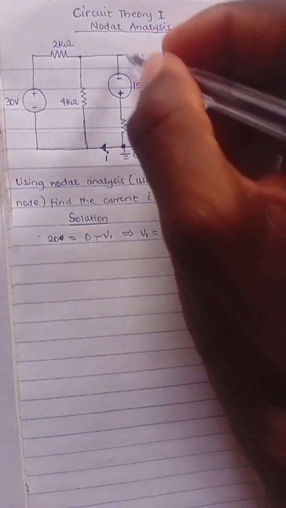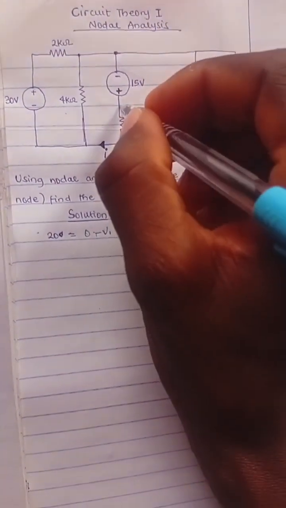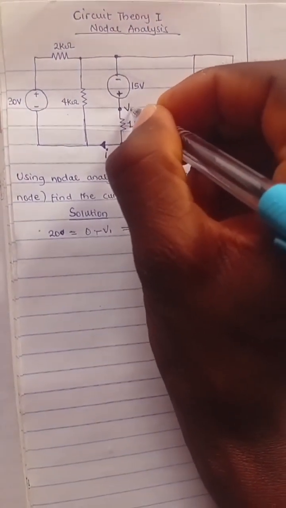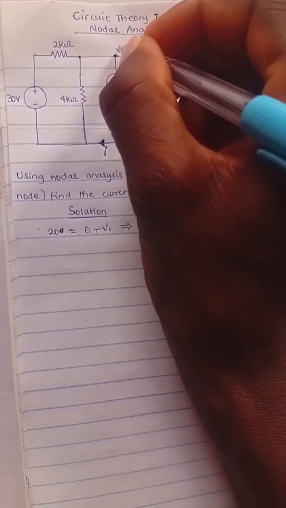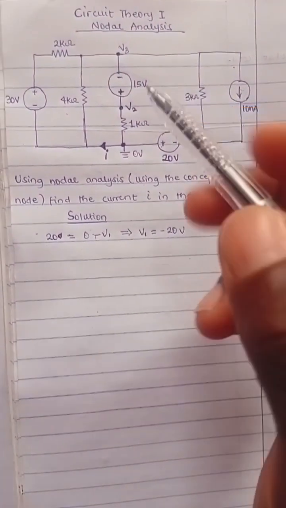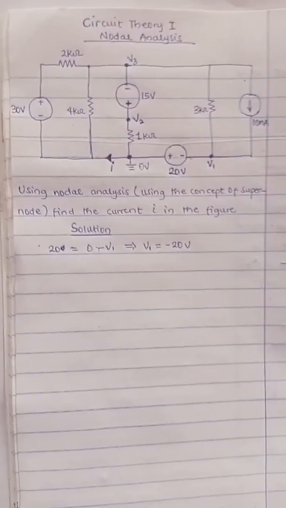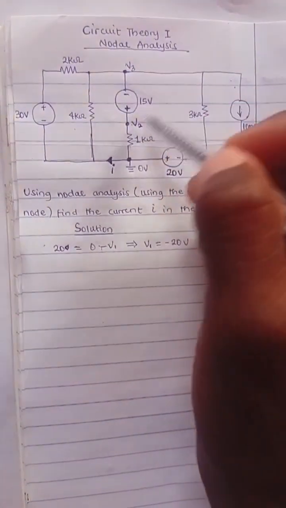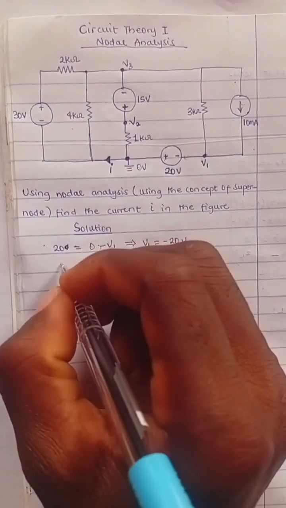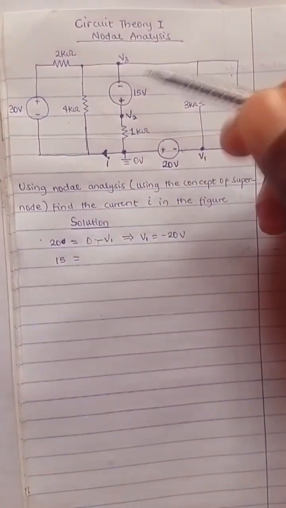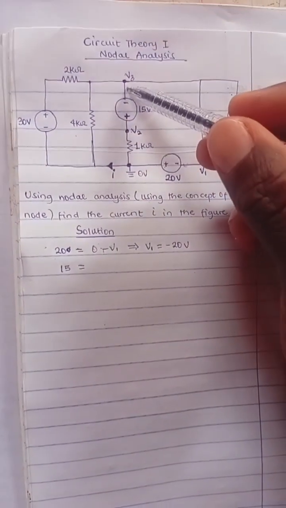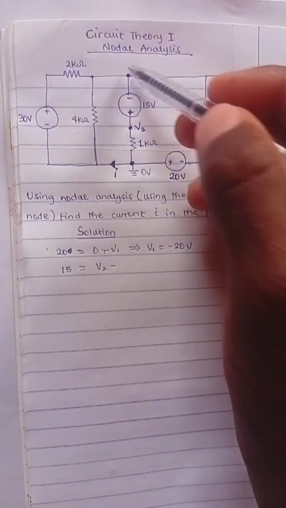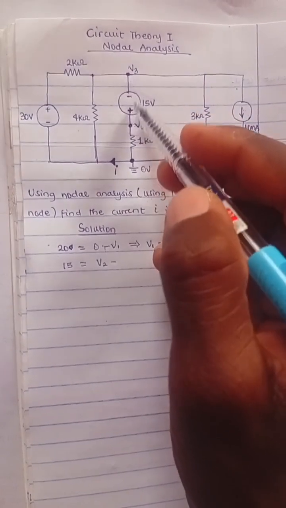The second node we want to choose, from here we have another node. Let's call this V2, and let's call this node V3. Let's see what is obtainable. We see that this given voltage source here, which is 15 volts, is equal to the voltage at the positive node minus the voltage at the negative node. What's the voltage at the positive node? V2. That's V2 minus the voltage at the negative node. You see that this is the negative side and this is the positive side.